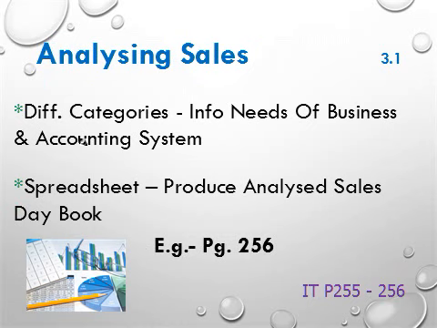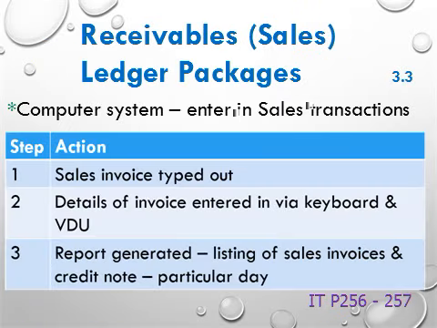Sales may be analyzed into different categories, according to the types of information that a business may need, and also according to its accounting system. A spreadsheet may be used to help produce an analyzed sales day book. For an example of how sales could be analyzed using a spreadsheet, see page 256 of your interactive text study guide. In a computerized system, sales transactions may be entered in, like shown below.